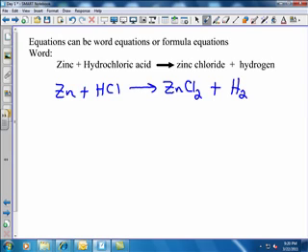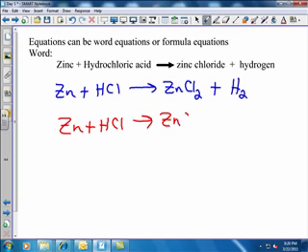Now, this is a perfect example of an equation to show you that you need to make sure you write formulas correctly. Because if I wrote this as Zn plus HCl yields ZnCl plus H, when I come to the next step, which is going to be balancing it, this may look balanced, but it's not. So writing this way is absolutely 100% incorrect. So you have to write formulas correctly.